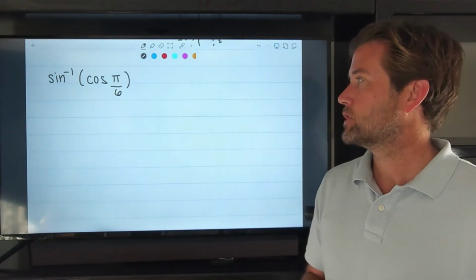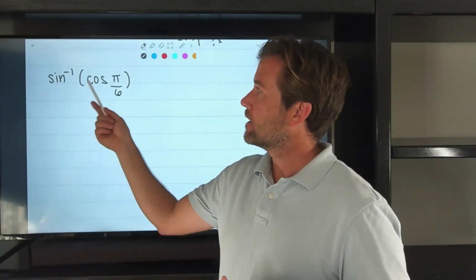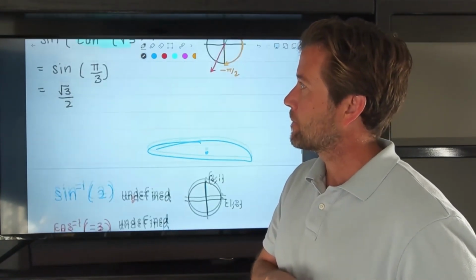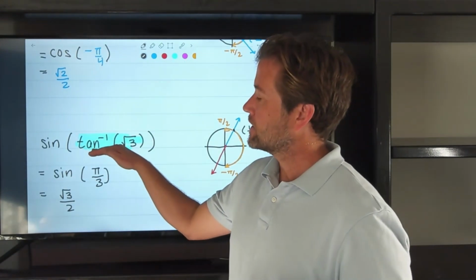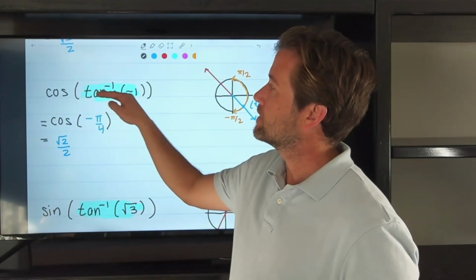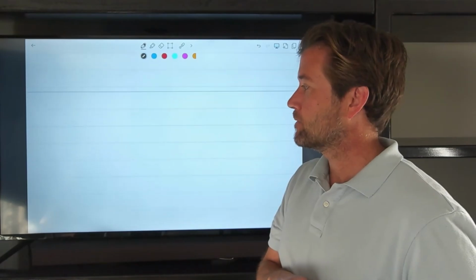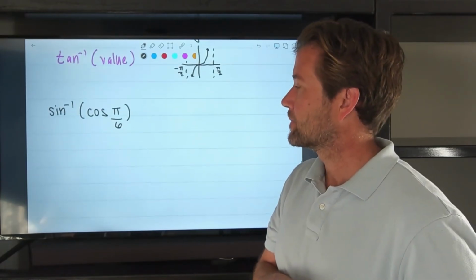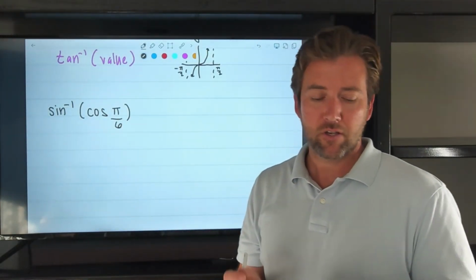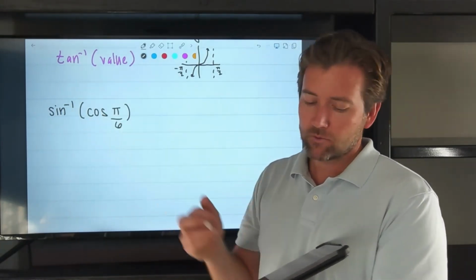Now I'm making one slight change. I'm writing arcsine as the outer function, and it's the arcsine of cosine of pi over 6. So in the previous problems, it was reversed. We had arctangent here, and we took the sine of the inverse trig function. We took the cosine of the inverse trig function. Now we have the inverse trig function outside, and inside we have the cosine of pi over 6. So this is our previous unit, which is cosine of pi over 6.